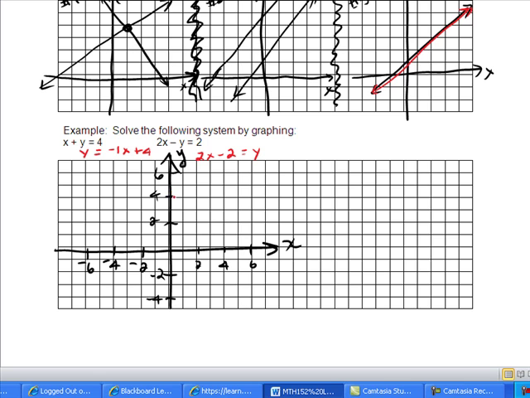And we want to check that in both equations. Going back to the original, 2 plus 2 equals 4, that checks. 2 times 2 minus 2 equals 2. 4 minus 2 equals 2. So that one checks. So we checked it in both. So here's your solution set right there.